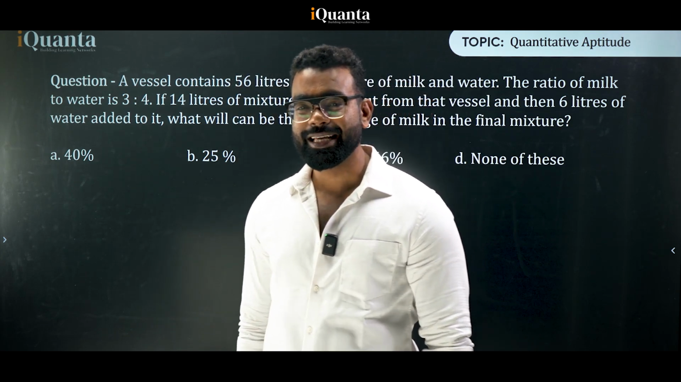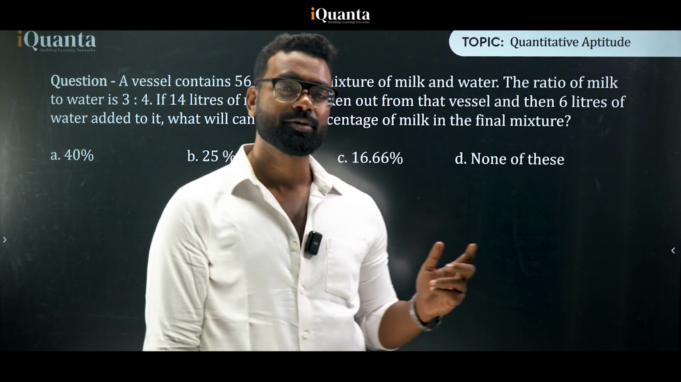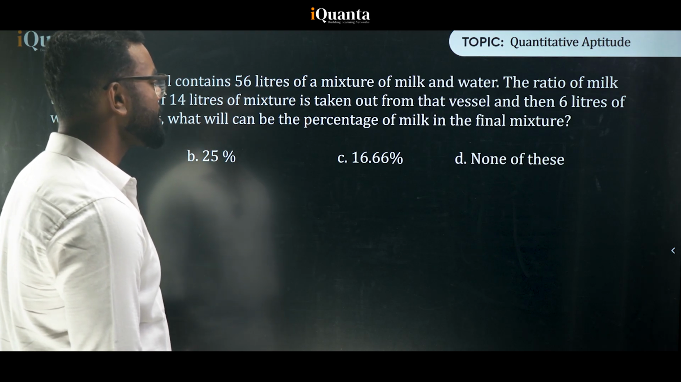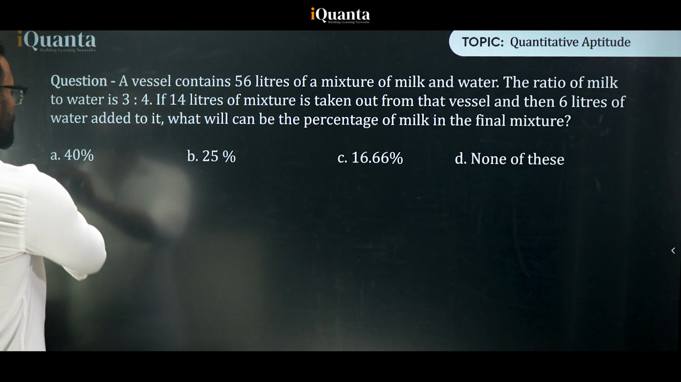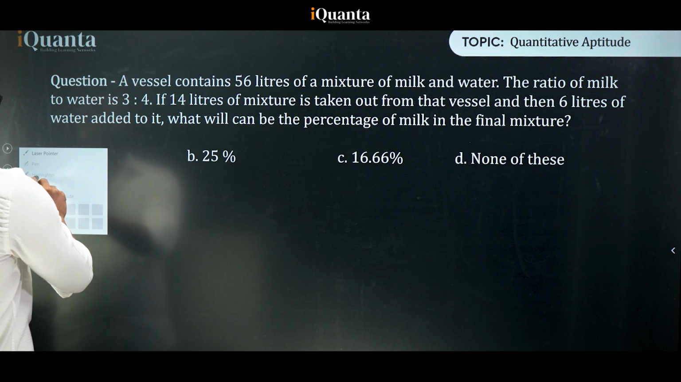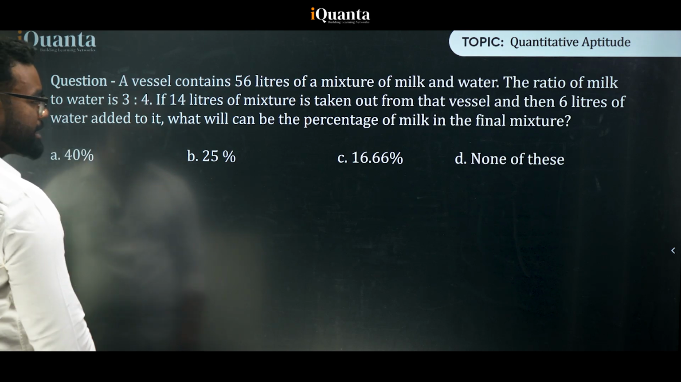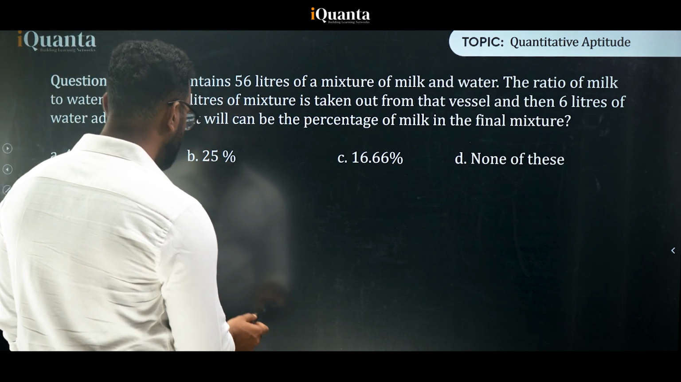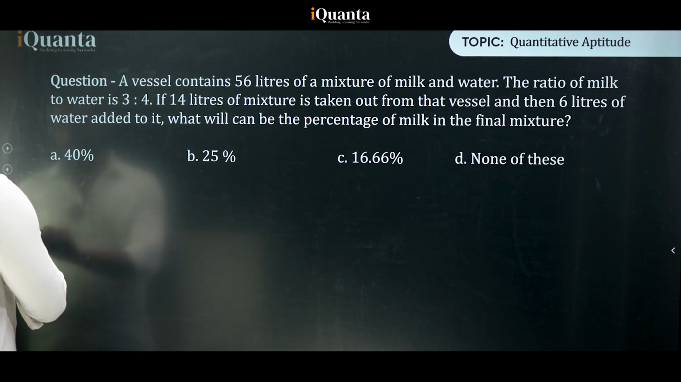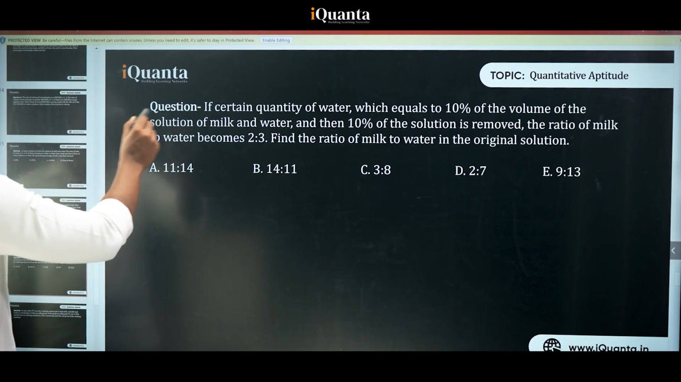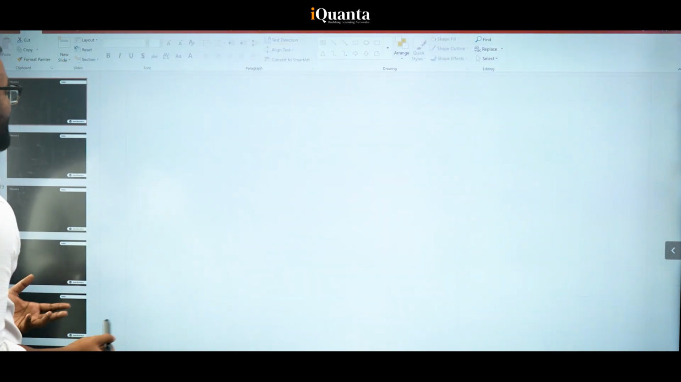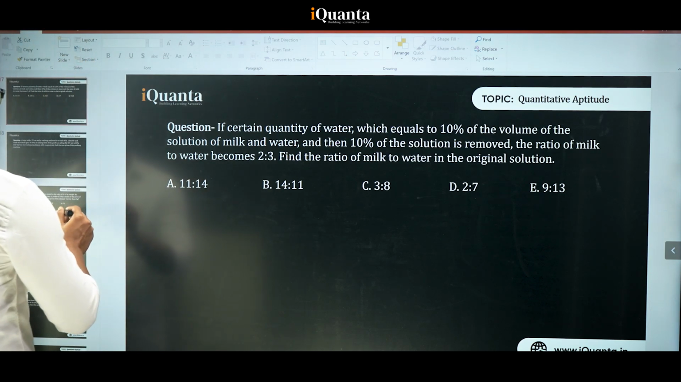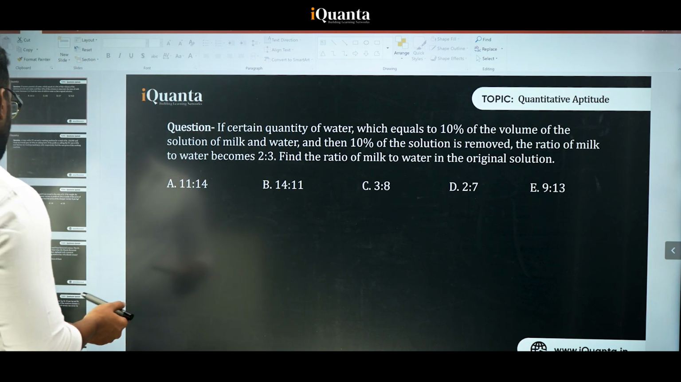So let's start with this thing. This is the part where we are starting. A vessel contains 56 liters of mixture of milk and water. The ratio of milk to water is 3:4. So this is a very important question. Why is it important? Because we need to understand this type of question, and you should know how exactly we go through it.